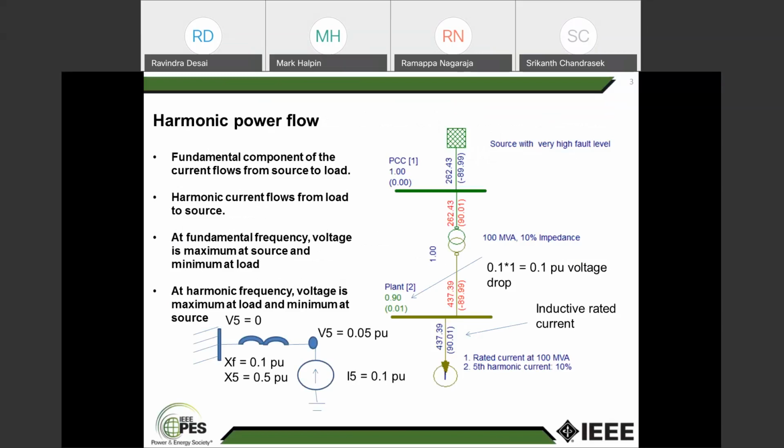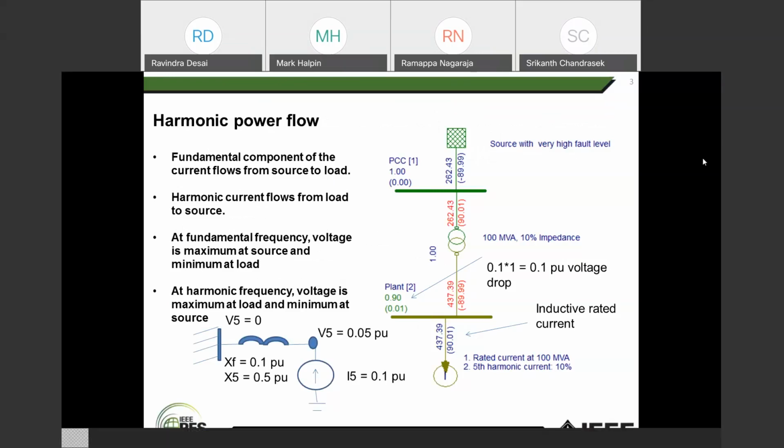The one thing is harmonic power flow. We need to understand the fundamental component of the current flows from the source to the load. Therefore, if you look into this, the fundamental component, assume that there is a 100 MVA, 10% impedance, purely reactive load. The source voltage is 1 per unit here. This is the point of common coupling, where the consumer is getting connected, and the 1 per unit voltage is there.